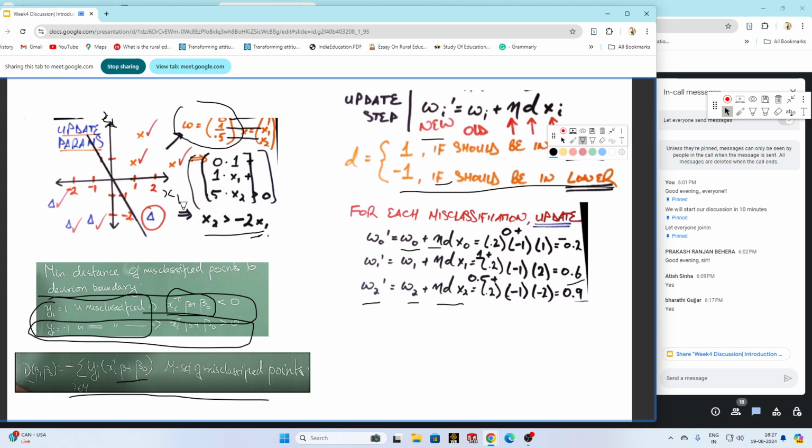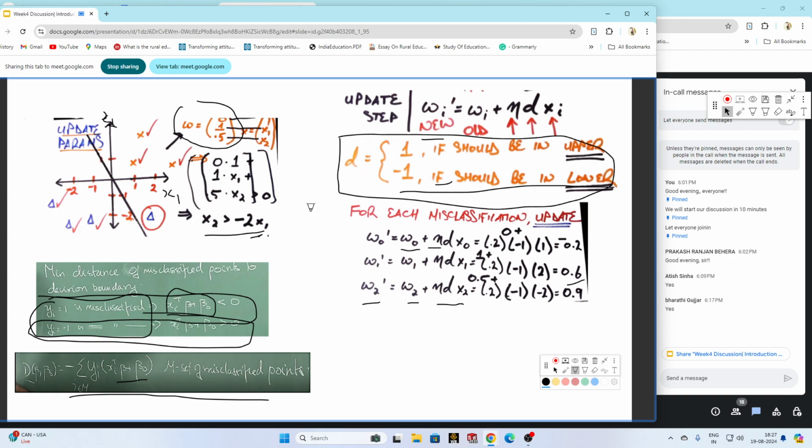Now how to update the weights? The weight will be updated by this formula. The new weight will be equal to old weight plus eta, that is the learning rate, into d, a parameter that is here, and xi, the coordinates of this point, the misclassified point. Okay, so up to this it is clear, right? Is this formula clear? Yes, sir. Okay, now we will update the weights.